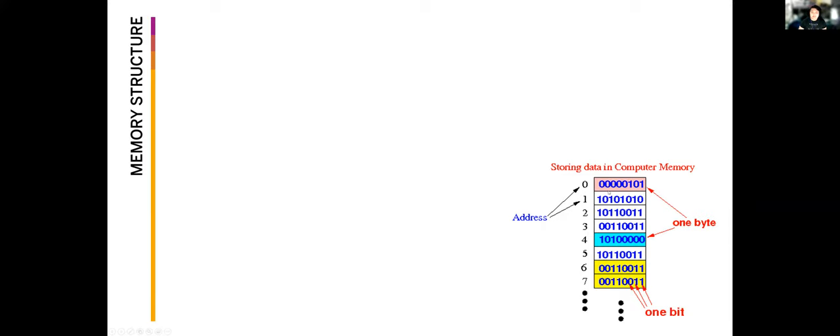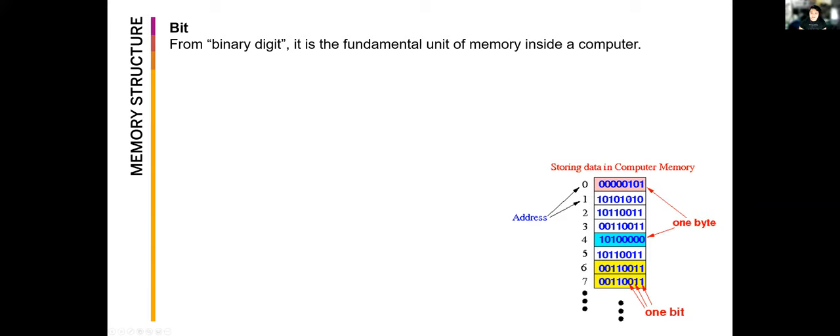In each storage, we can see some strings. We call this a binary number, and each of these is what we call a byte. Within each byte we have bits. Bit comes from the words binary digit, so it's a fundamental unit of memory inside the computer. It's represented by zeros and ones, which earlier we mentioned can be represented as true or false, or the flow of the current on a specific circuit. So computers have ones and zeros in their memory. When we form 8 consecutive bits, we have the byte.